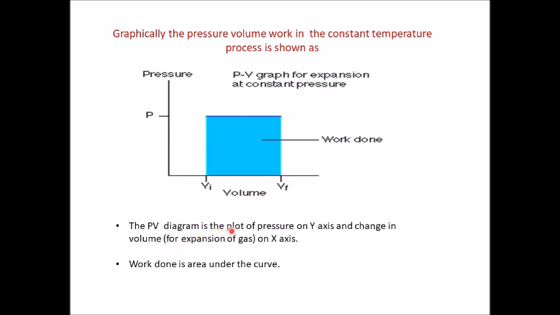So, the PV diagram is the plot of pressure on y-axis and change in volume or expansion of gas on x-axis. Here we see that the volume changes from initial volume Vi or V1 to Vf or V2. Pressure remains constant. See this height on the y-axis, it is constant. So, work done is the area under the curve. All this we assumed at constant temperature, that is isothermal process.